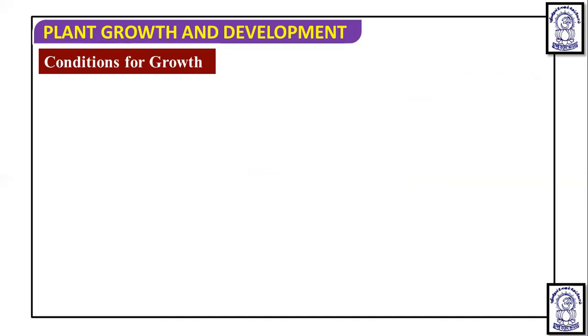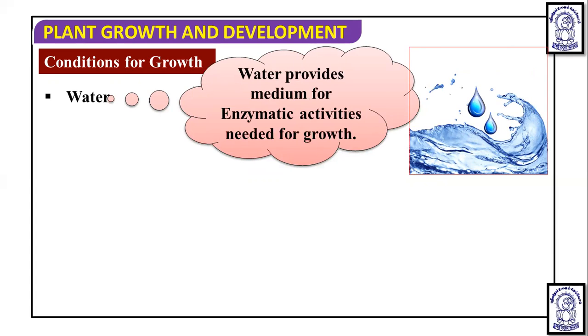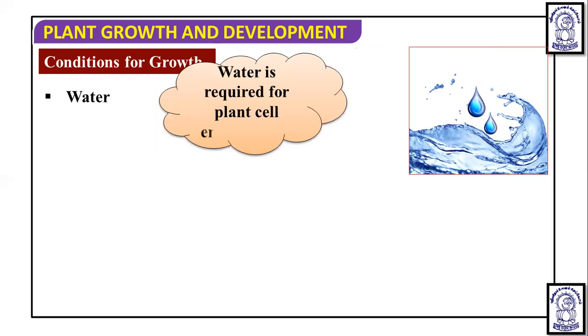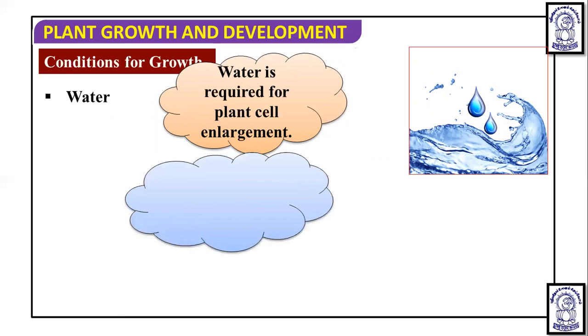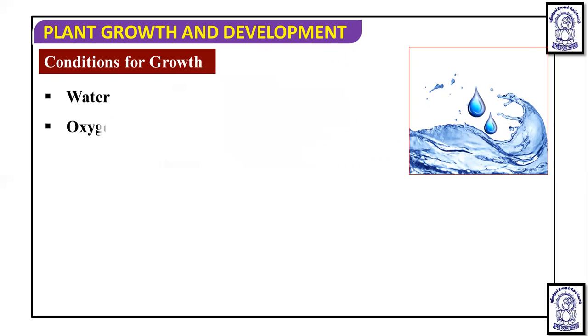Now we talk about the conditions of growth. When we talk about the conditions for growth, there are different conditions, like water. Water provides a medium, obviously, for the enzymatic activity which is needed for growth. Apart from this, water is also required for plant cell enlargement, and for rigidity of a cell. To maintain cell shape, rigidity of a cell is required, which helps in the extension of the growth of the plant. Thus, we can say plant growth and further development is intimately linked to the water status of the plant. So water status of the plant is important for growth to happen.